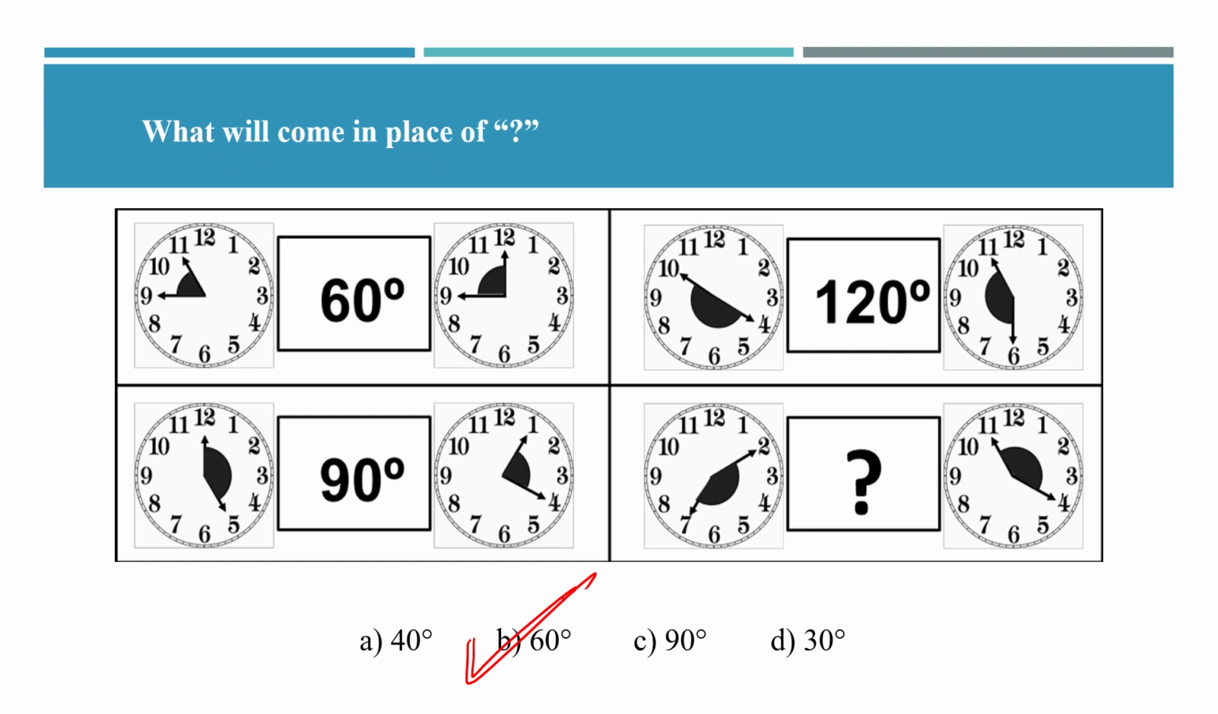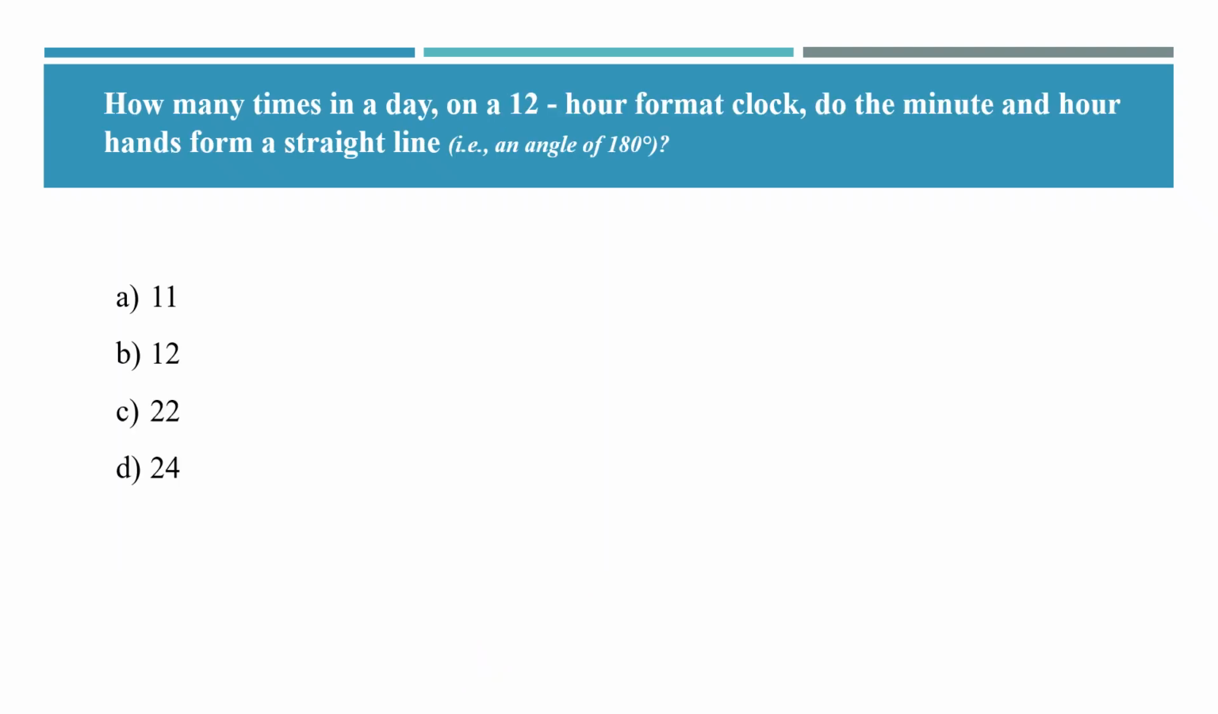Okay, let's check once again. It's 4. On the other side it is 11. So the overlapping part is 2 to 4, which is 60. I go with option B. Moving to the next question.